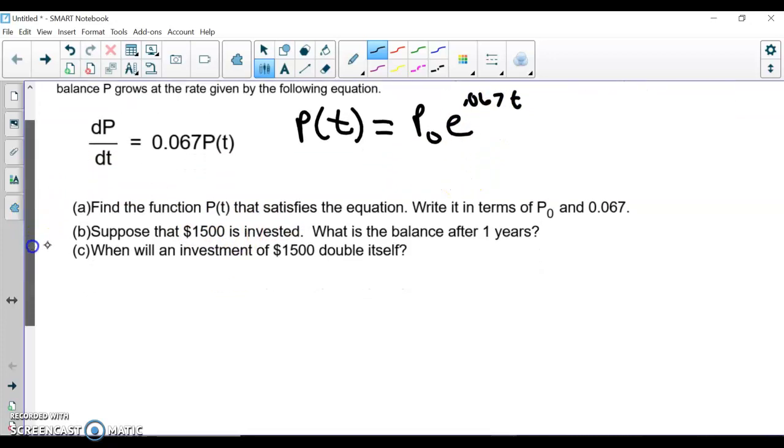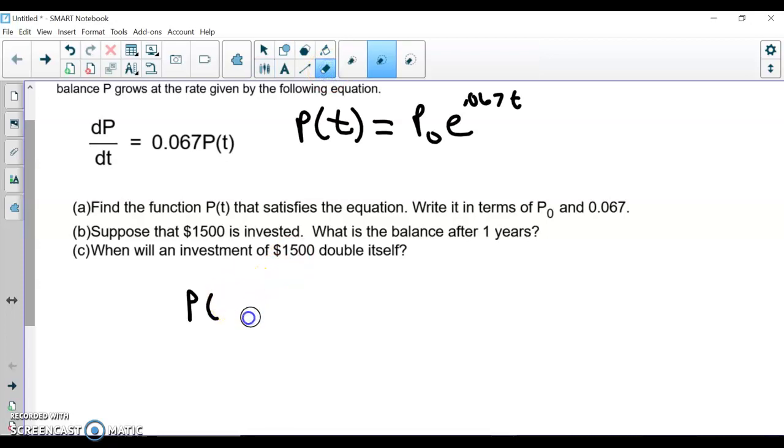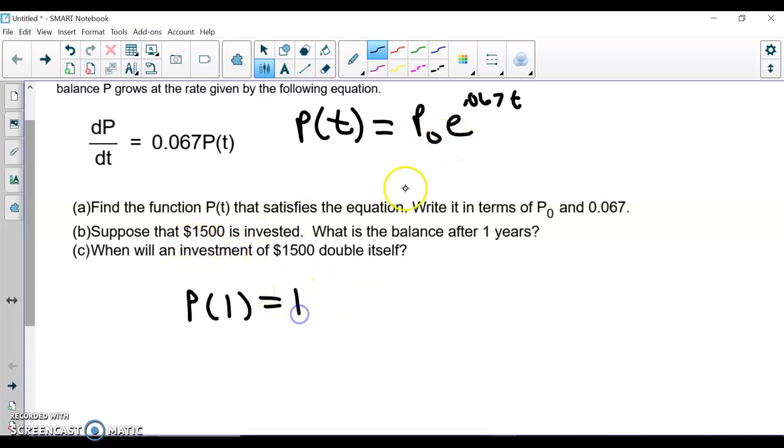Okay, so now at this point it says, well, suppose $1,500 is invested. Okay, so we just want to know, oh, actually, I'm sorry, after a time value of 1 year. So let's suppose for 1 year we're investing $1,500. Well, that's that P sub 0. That's the initial investment. That's where it starts. And then e to the 0.067, plug in that 1 there. And I'll let you do that. I'm sure that's something you can calculate easily in the calculator.